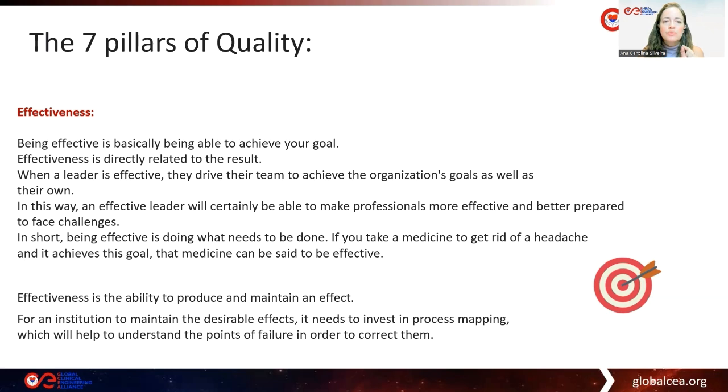Effectiveness is the ability to produce and maintain an effect. For an institution to maintain the desirable effects, it needs to invest in process mapping, which will help to understand the points of failure in order to correct them.